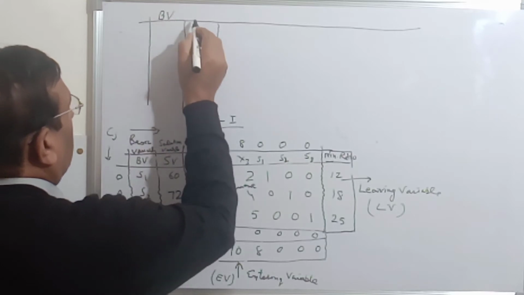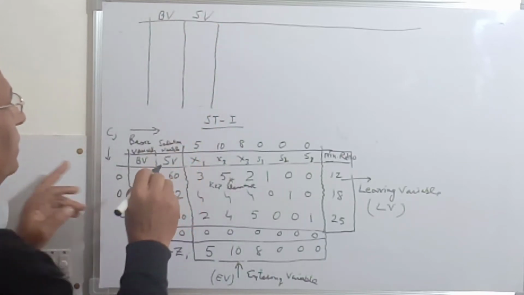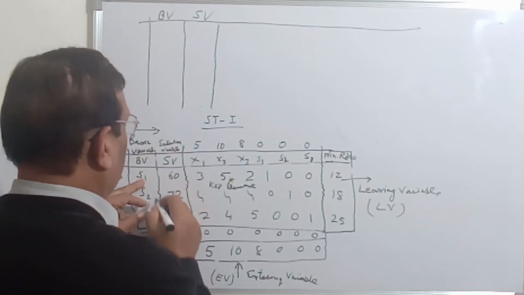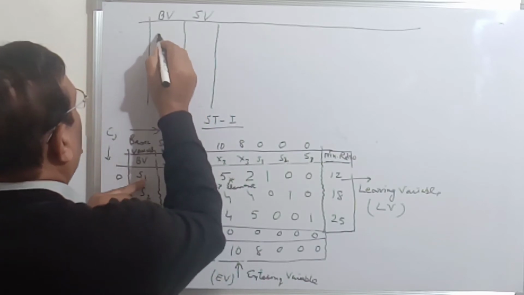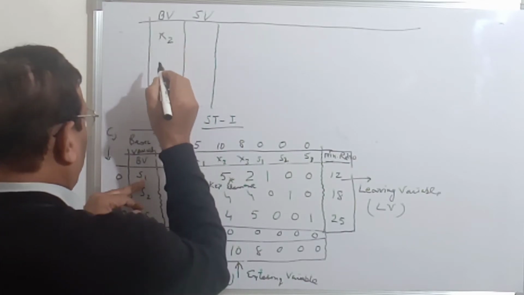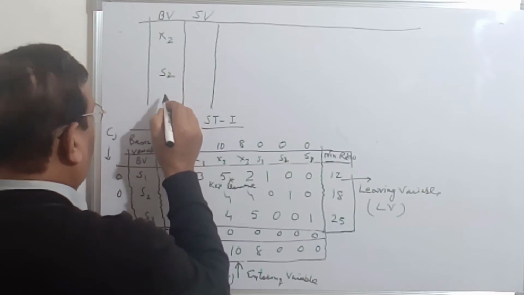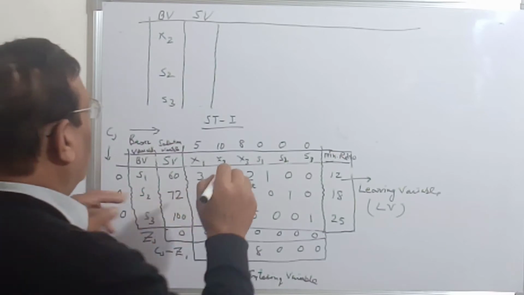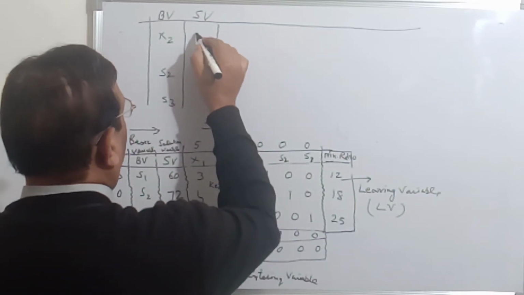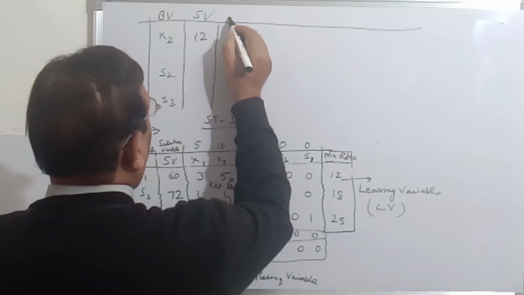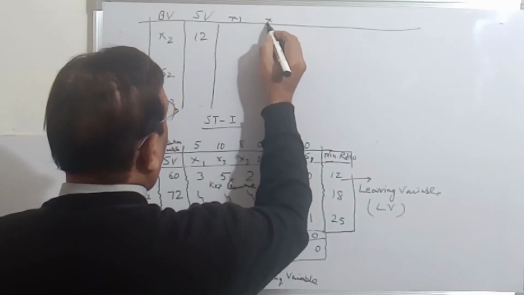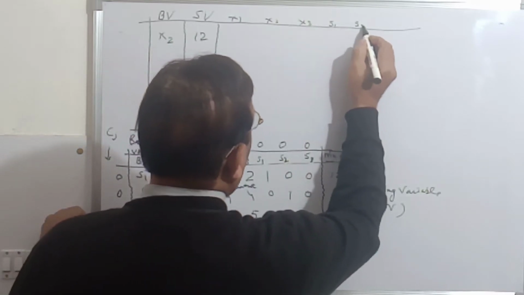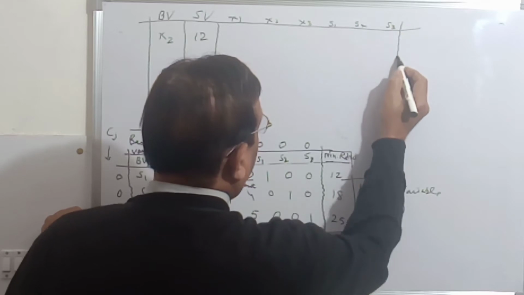BV, basic variable. SV, solution variable. Now S1 will go. Here in place of S1, X2 is to be added. X2, S2, S3, X2. So you have to divide by 5. Solution variable 12. X1, X2, X3, S1, S2, S3.